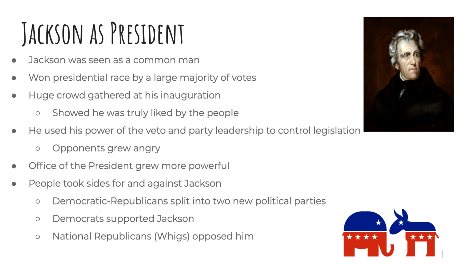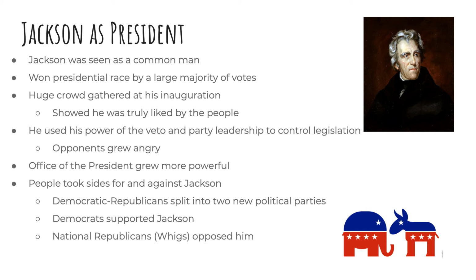And like I mentioned, the office of the president became more powerful. So he had a lot of power in deciding laws for the United States. And with this, people took sides for and against Jackson. So remember that we had a political party called the Democratic Republicans. Well, now that political party split into two different parties. So we had just the Democrats, and then we had the Republicans.